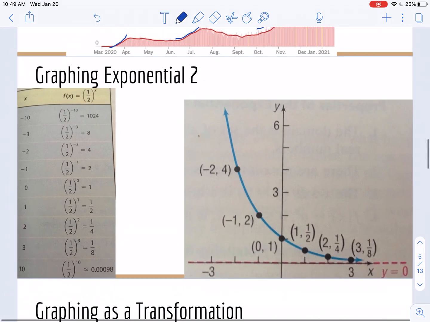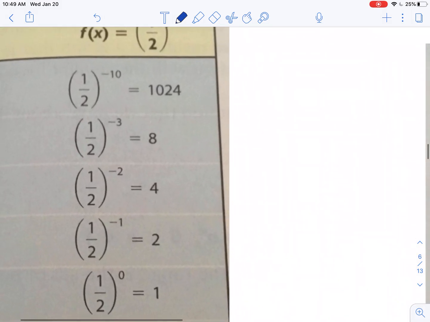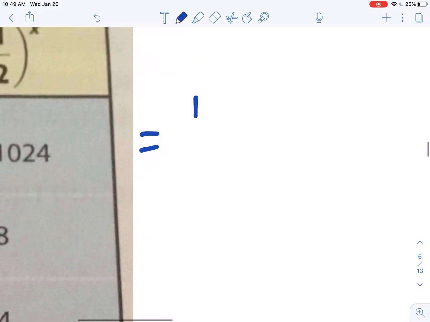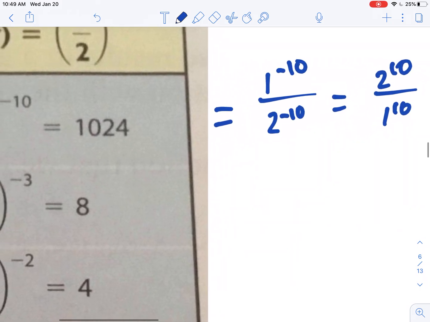All right, the next example I have of graphing an exponential function is again from the book, and this is if we were looking at 1/2 to the x power. So again, looking at this, if I've got 1/2 to the negative 10th power, this is the same thing as saying 1 to the negative 10th power over 2 to the negative 10th power. So I flip these upside down. This would be 2 to the 10th over 1 to the 10th because they flip places in the fraction.